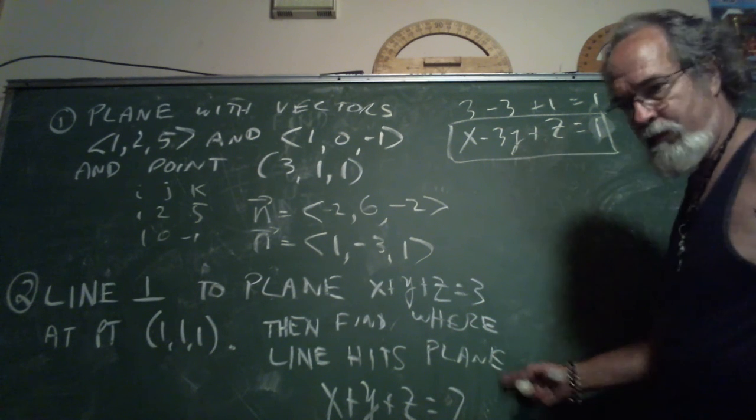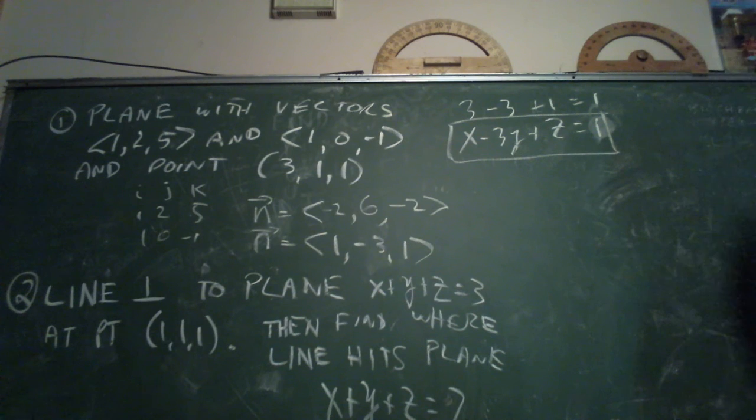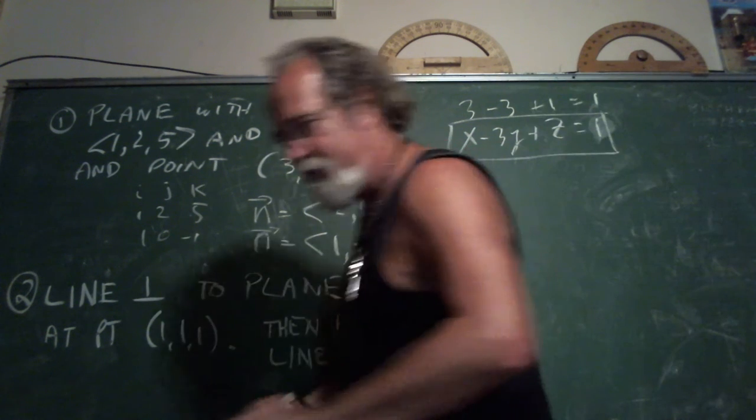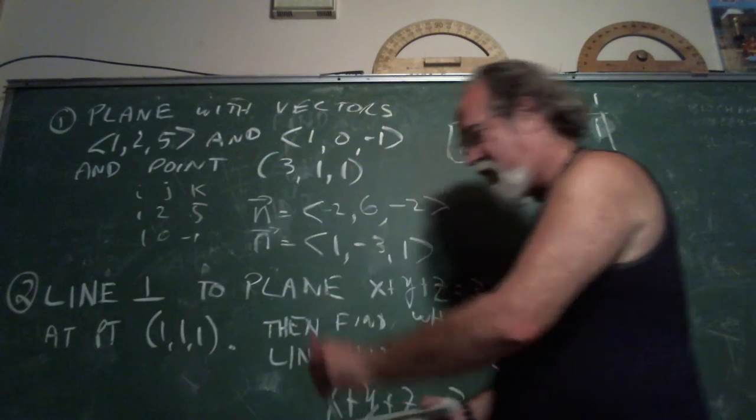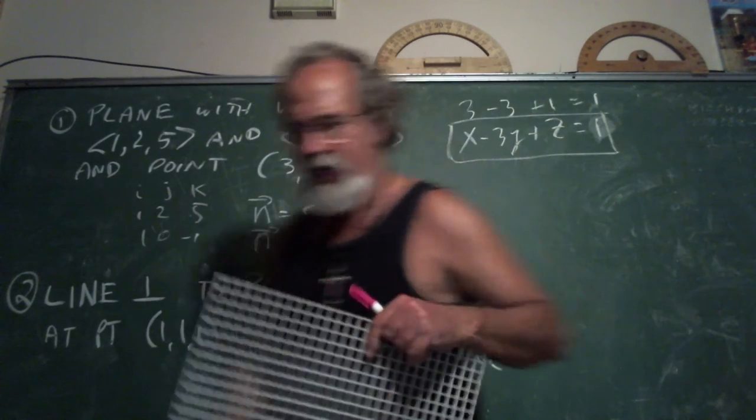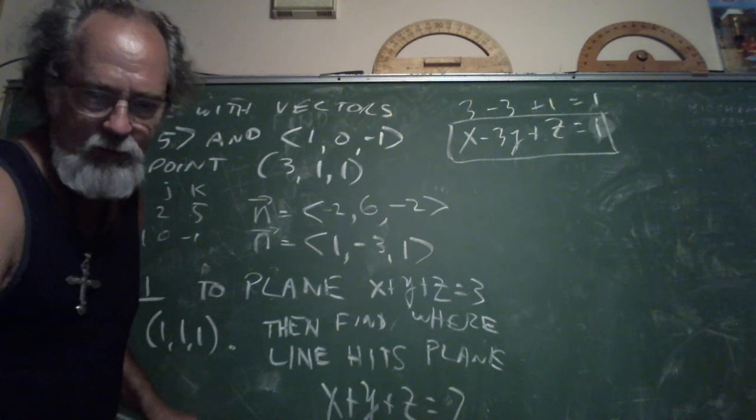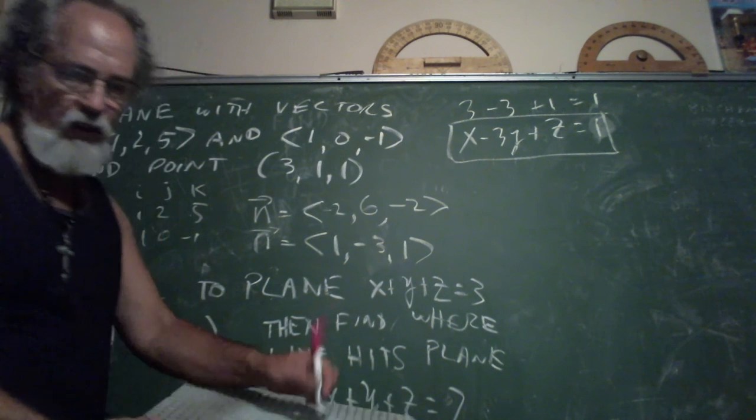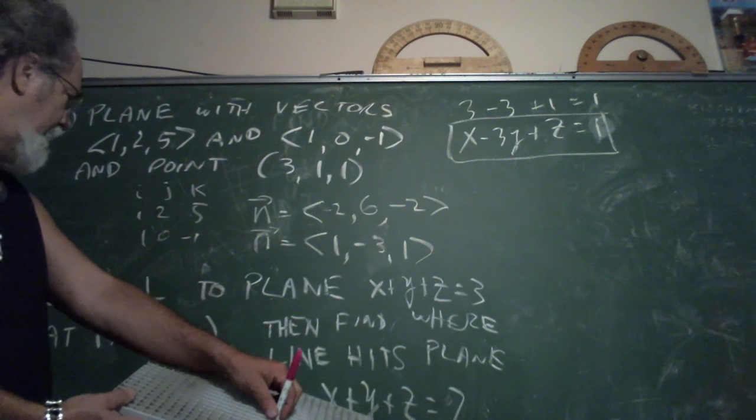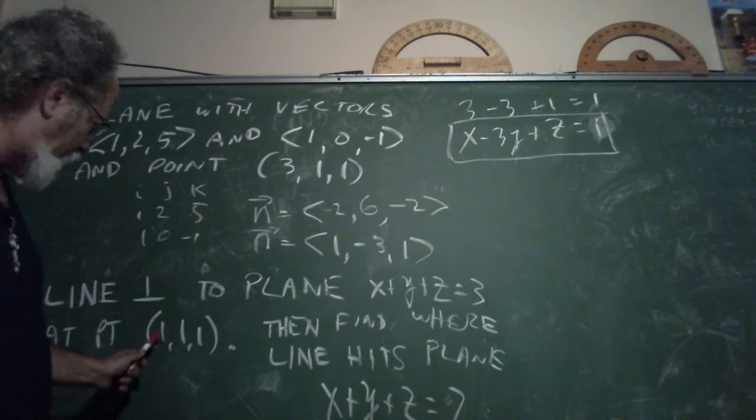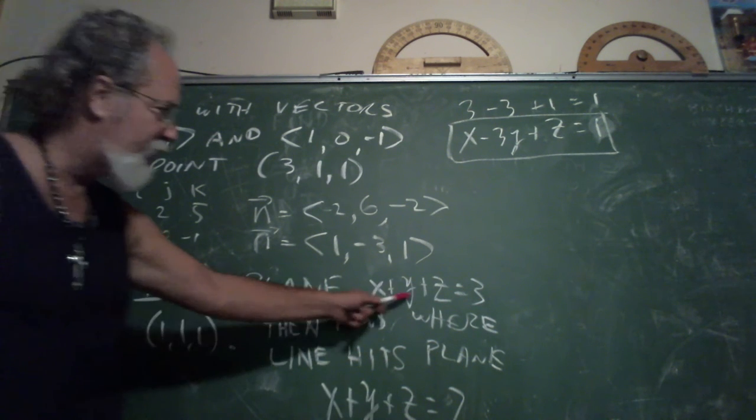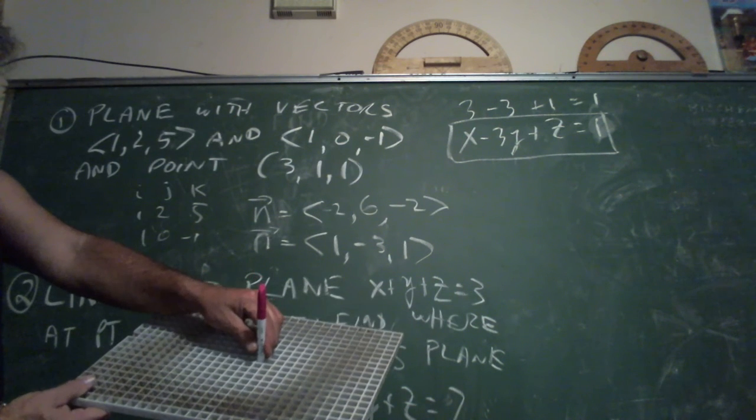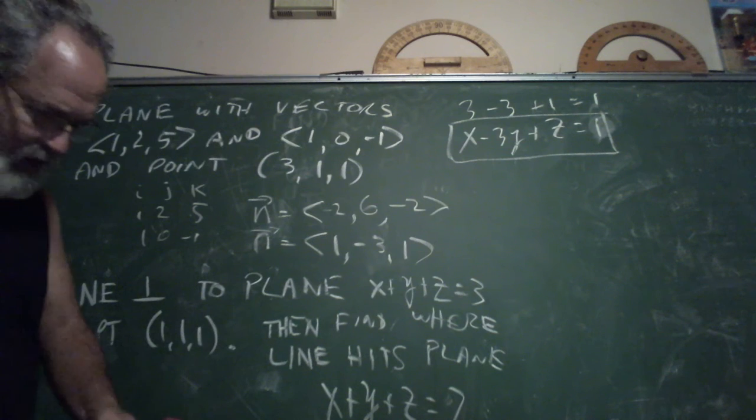Number 2, here's the problem. It's a line perpendicular to a given plane. So they said find a line perpendicular to a plane at the point (1, 1, 1). Well, you can see the point (1, 1, 1) is in this plane: 1 plus 1 plus 1 equals 3. So we're looking for the line perpendicular to the plane at one certain point. Okay, that should be enough.